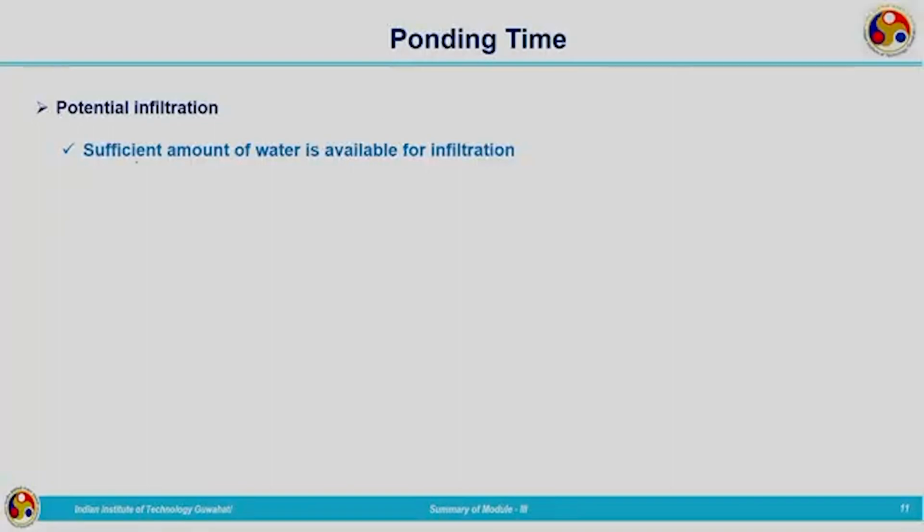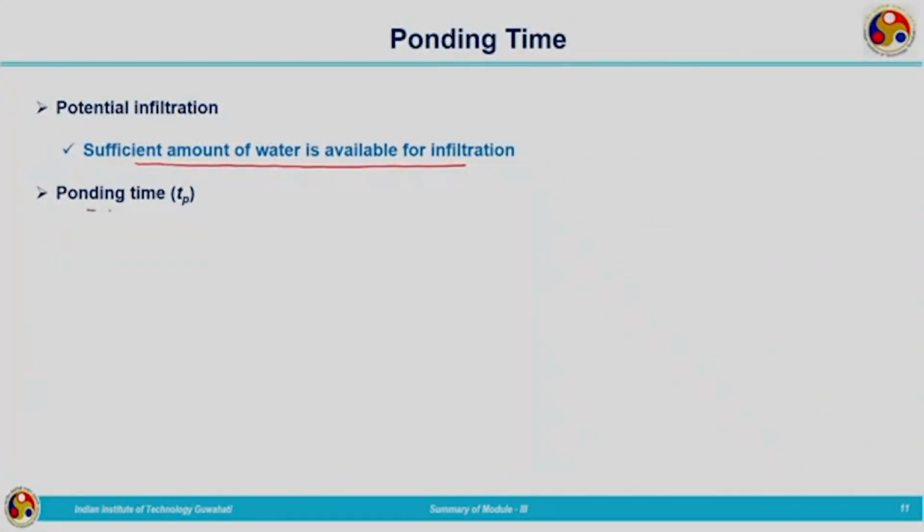So, potential infiltration is the one I have already told you. Sufficient amount of water was available for infiltration. Whenever we are having rainfall, initially there will not be any ponding taking place. That is, initially whatever rainfall is occurring will be infiltrating into the ground. At that time, it is not the potential infiltration. When sufficient quantity of water is not available, the actual infiltration will be less than the potential infiltration.